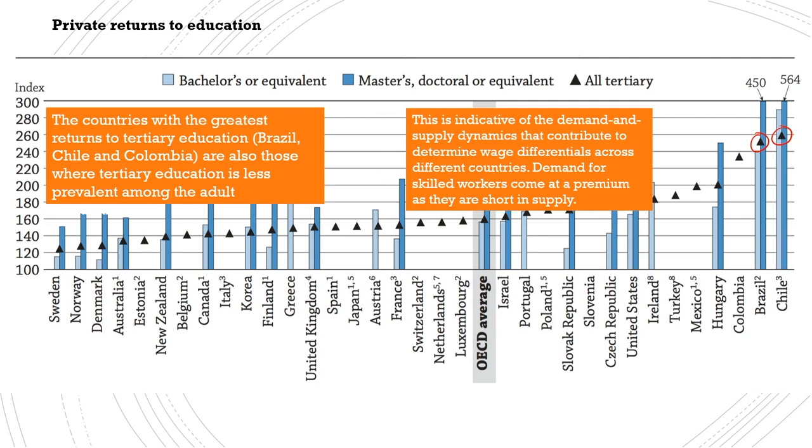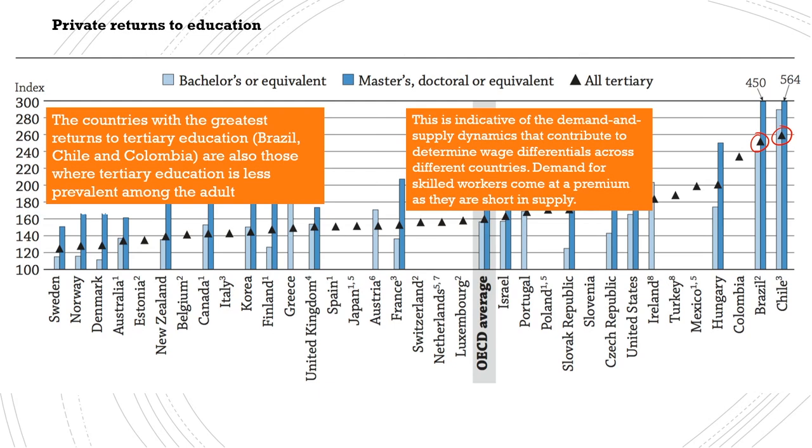So, what this basically means is that the returns to tertiary education are very high in countries such as Brazil and Chile, although there are very few people pursuing tertiary education. And we have already seen from various studies that the levels of income inequality are very high in Brazil, for example.